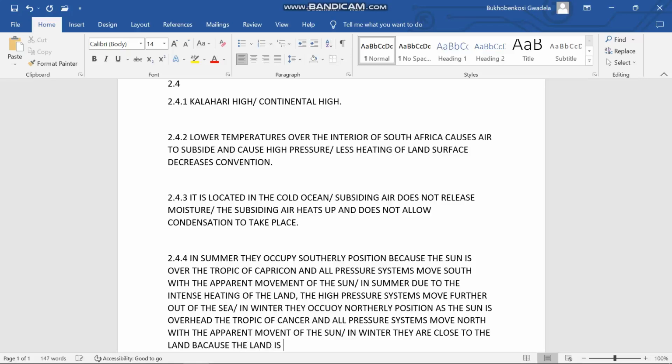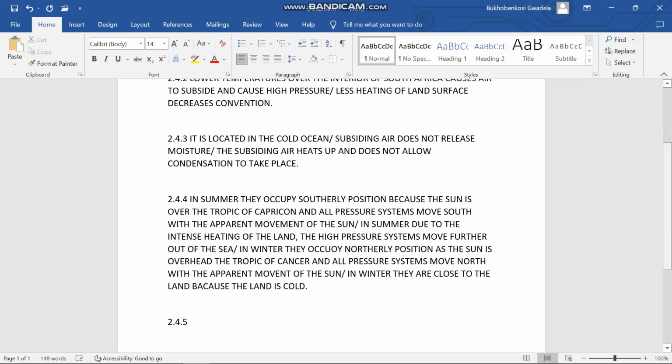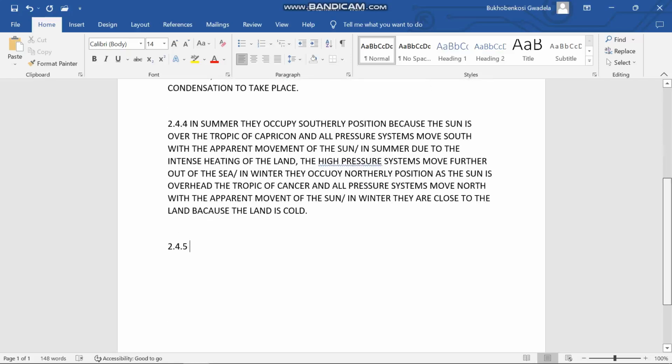Land is cold. Okay, yes. So that's how it goes. You can choose which one you can apply as we concern in that question. Okay, yes, these are your answers that you can apply. You're supposed to give two, which is equals to 2 each. So you can choose and create your own understanding. Okay, as I've explained. Okay, let's move to 2.4.5.